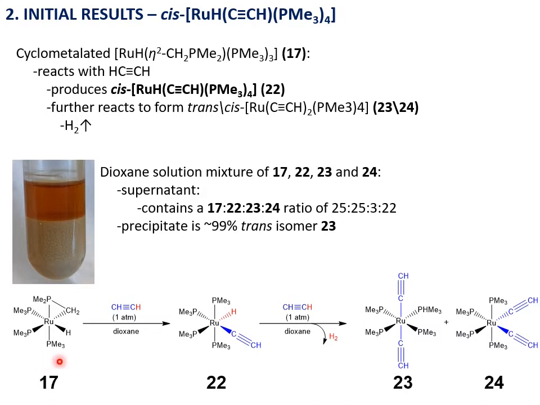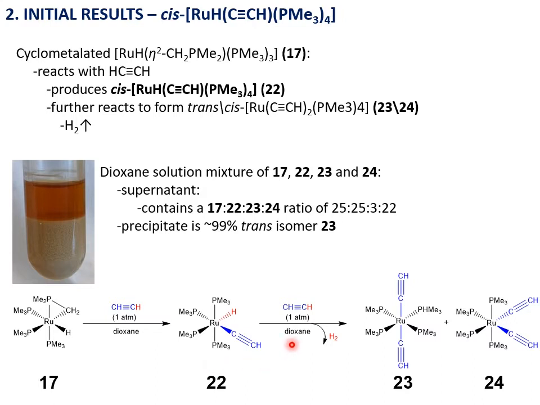A dioxane solution of the cyclomethylated complex is degassed and the acetylene is added in the headspace at a pressure of 1 atmosphere. The solution is stirred and after a few days, this acetaldehyde complex forms.